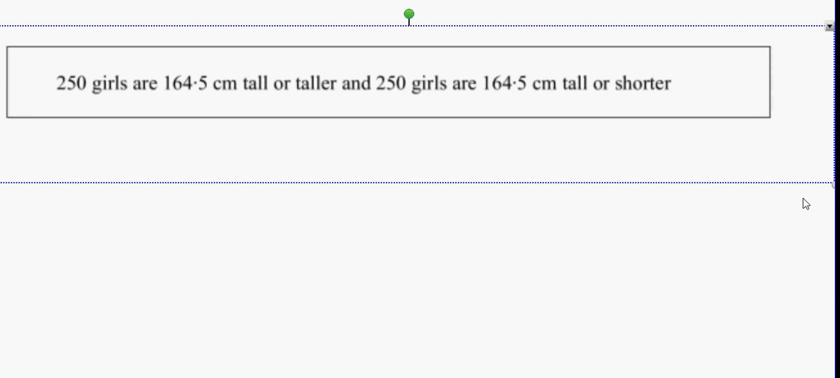The median cuts it in half, 50% below and 50% above. Does that make sense? It doesn't always cut it in half, but in theory it's meant to cut it roughly in half. Alright?